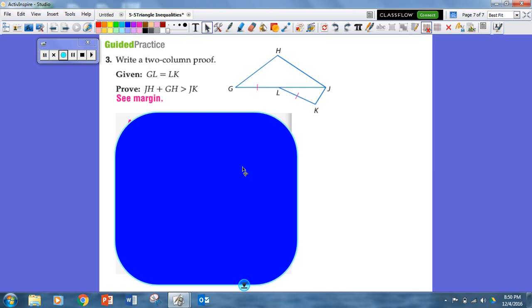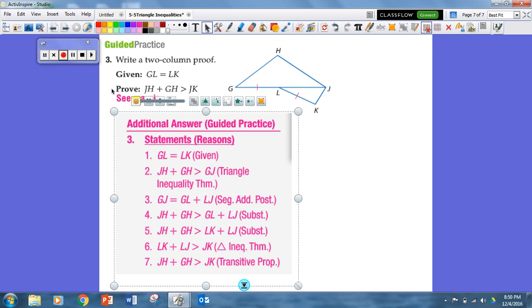Well, if I'm looking at this, that really involves multiple triangles. So we know that GL is equal to LK, that's given. And if we look at our diagram, we know that JH plus GH has to be greater than GJ by the triangle inequality here. Two sides have to add together to be greater than the third side. And then I know that GJ is equal to GL plus LJ, the segment addition postulate.